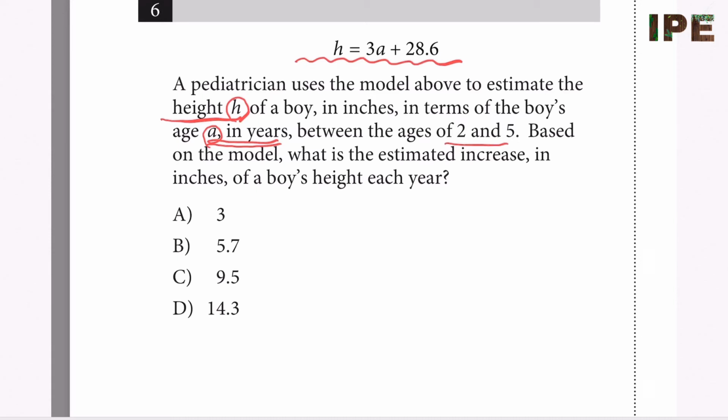So what is the rate? Height each year. So how much is the H value increasing per 1 unit of A? A is years. That is the rate. Rate means slope in a linear equation. So what is the slope? In mx plus b form, m is 3. So 3 is the answer.